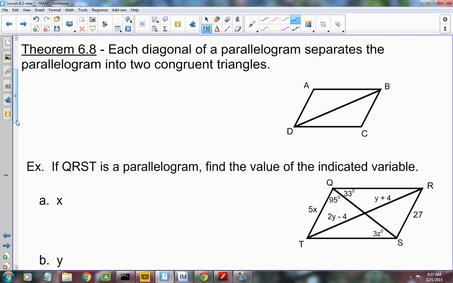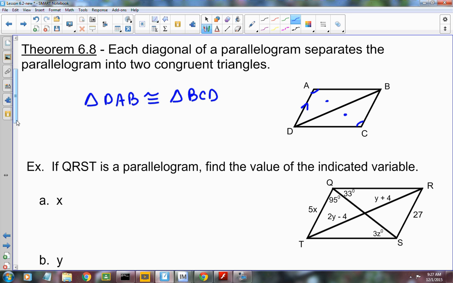Each diagonal of a parallelogram separates the parallelogram into two congruent triangles. So if I just drew one diagonal, like I did here, DB, then it breaks this into two congruent triangles. And so I can say triangle DAB is congruent to, I would have to say, triangle BCD. Okay? Obviously, A and C correspond with each other, right?